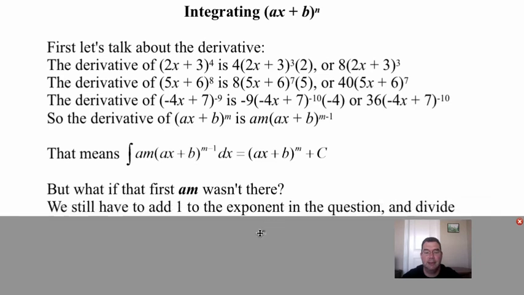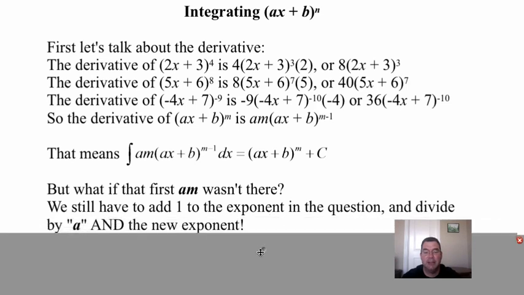Well, that means that I still have to add 1 to the exponent, and I still have to divide by a and the new exponent to get backwards. So if this was what I started with, to get m - 1 to be an m, I have to add 1, and since the a and m are not there, I have to divide them out, which is okay since they're both constants.